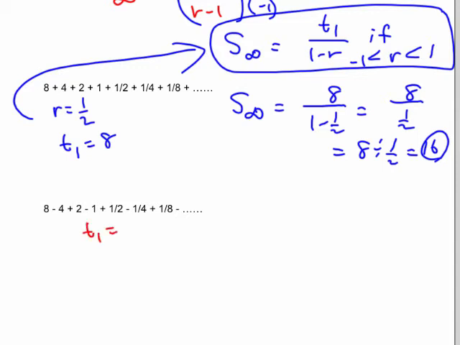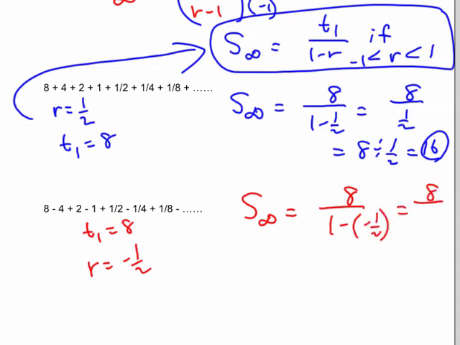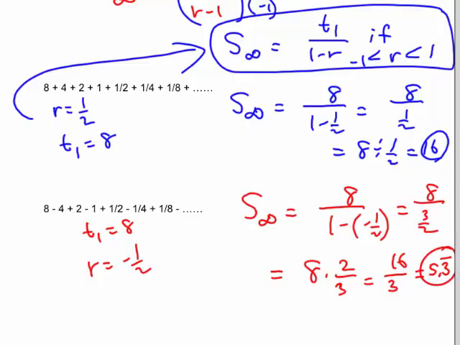Let's use the formula with this second example as well. Term 1 is 8, r is negative a half. We suspect that the sum is around 5.3. The formula will give us that sum precisely. So we have 1 minus negative a half, which is 3 halves, and 8 times 2/3 would be 16/3, which is 5.3 repeating. That would be the sum of the infinite series.